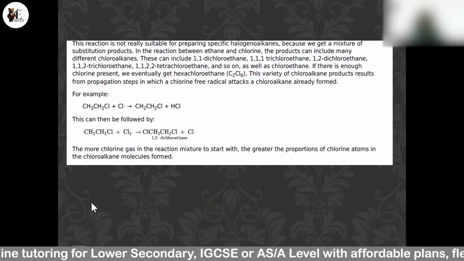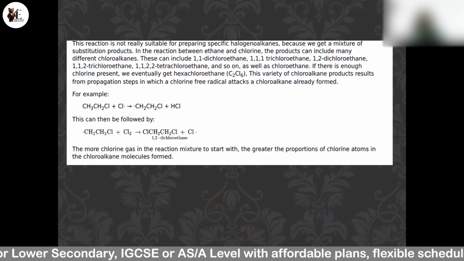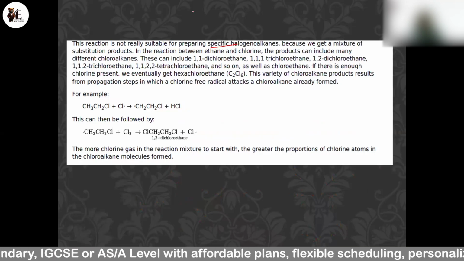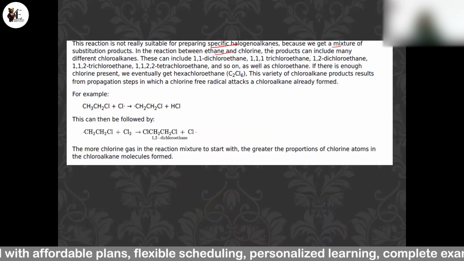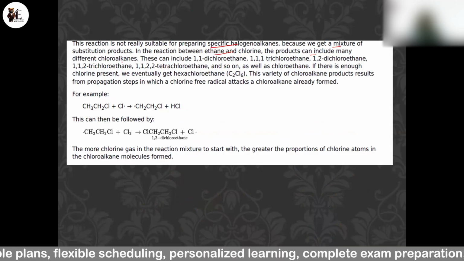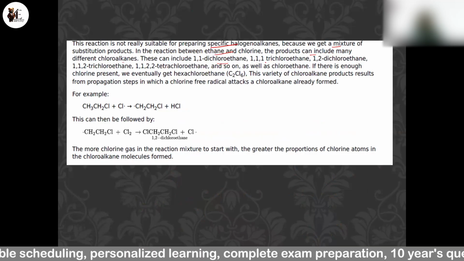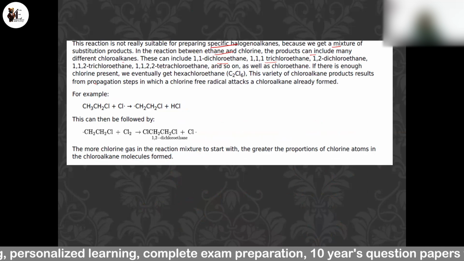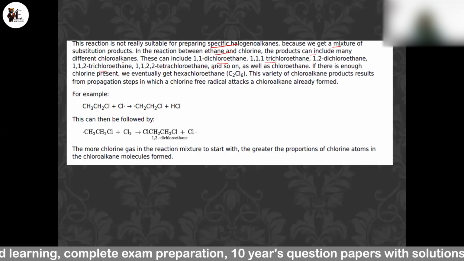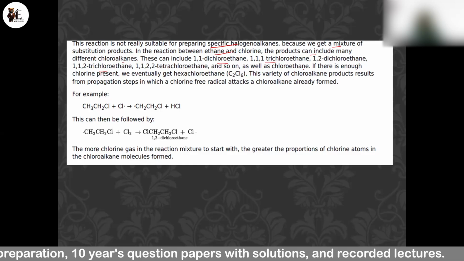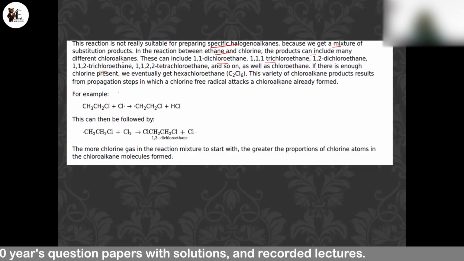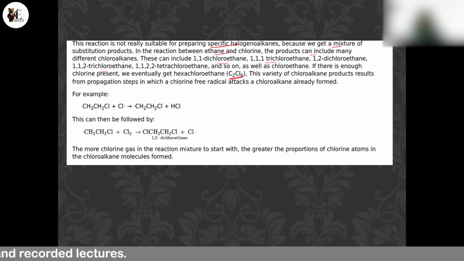This reaction which we have studied just now is not suitable for preparing specific halogenoalkanes, because here we get a mixture of substitution products. In the reaction between ethane and chlorine, products can include many different chloroalkanes: 1,1-dichloroethane, 1,1,1-trichloroethane, 1,2-dichloroethane, 1,1,2-trichloroethane. We get many more products because a free radical can combine with any C-H bond. If chlorine is in excess, then we get hexachloroethane, where all the hydrogen atoms are substituted with chlorine.